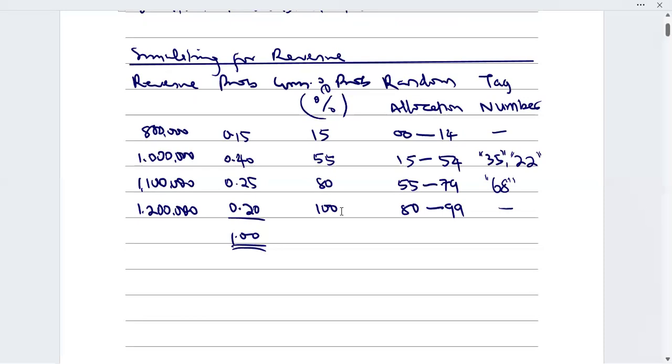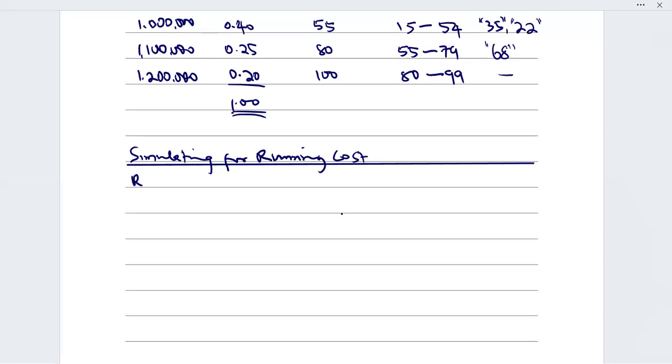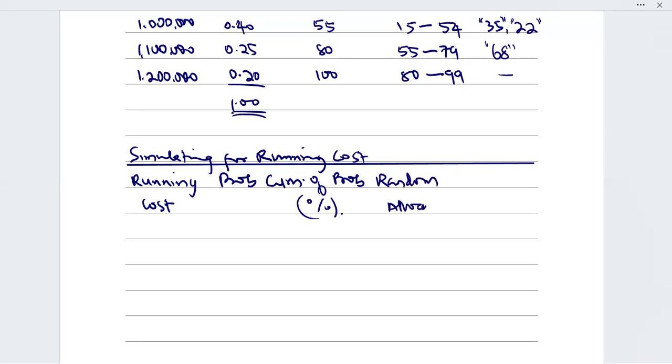Now that I'm done with revenue, I will also simulate for running costs. Simulating for running costs. So the first item will be the running costs, followed by probability, then cumulative of probability in percentage, random allocation, then tag number. Then give me the running costs.